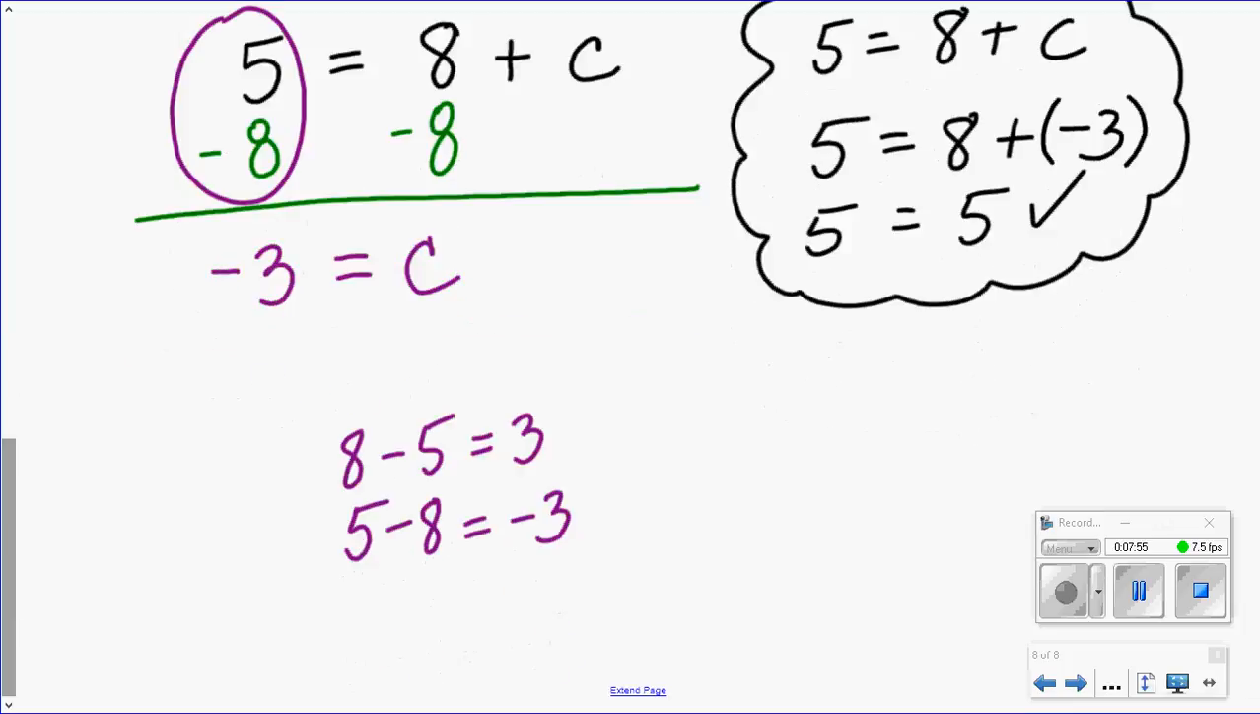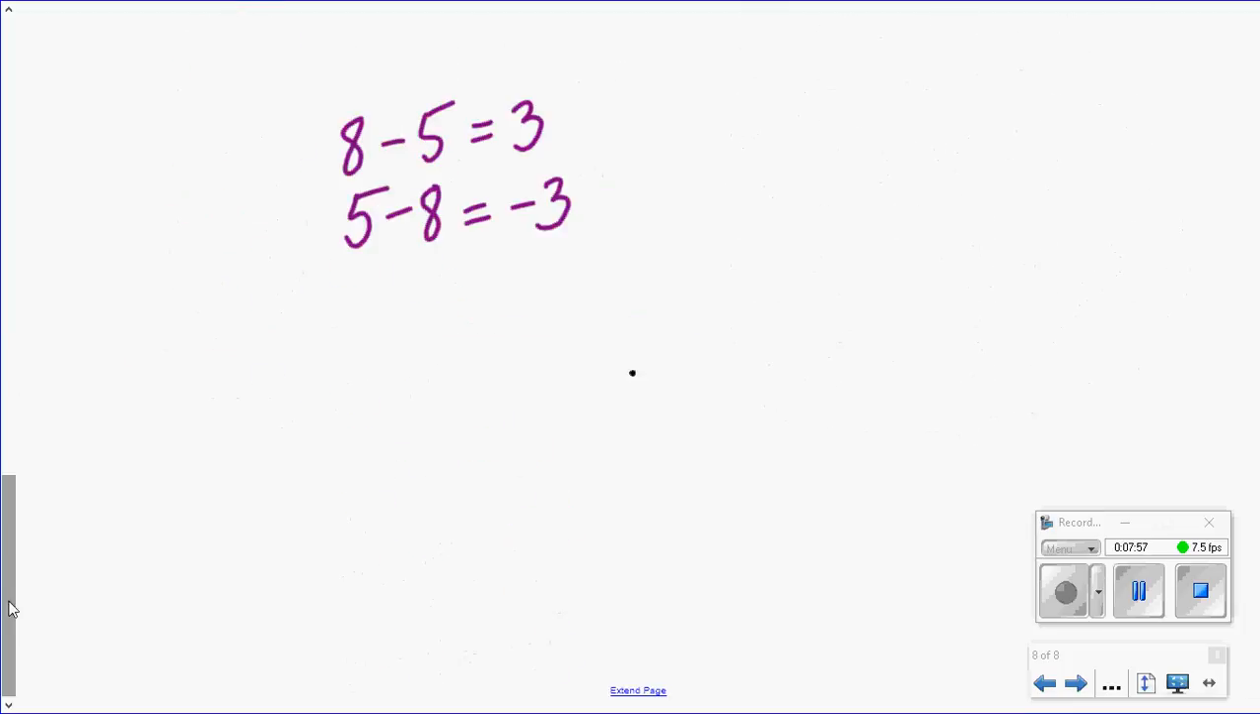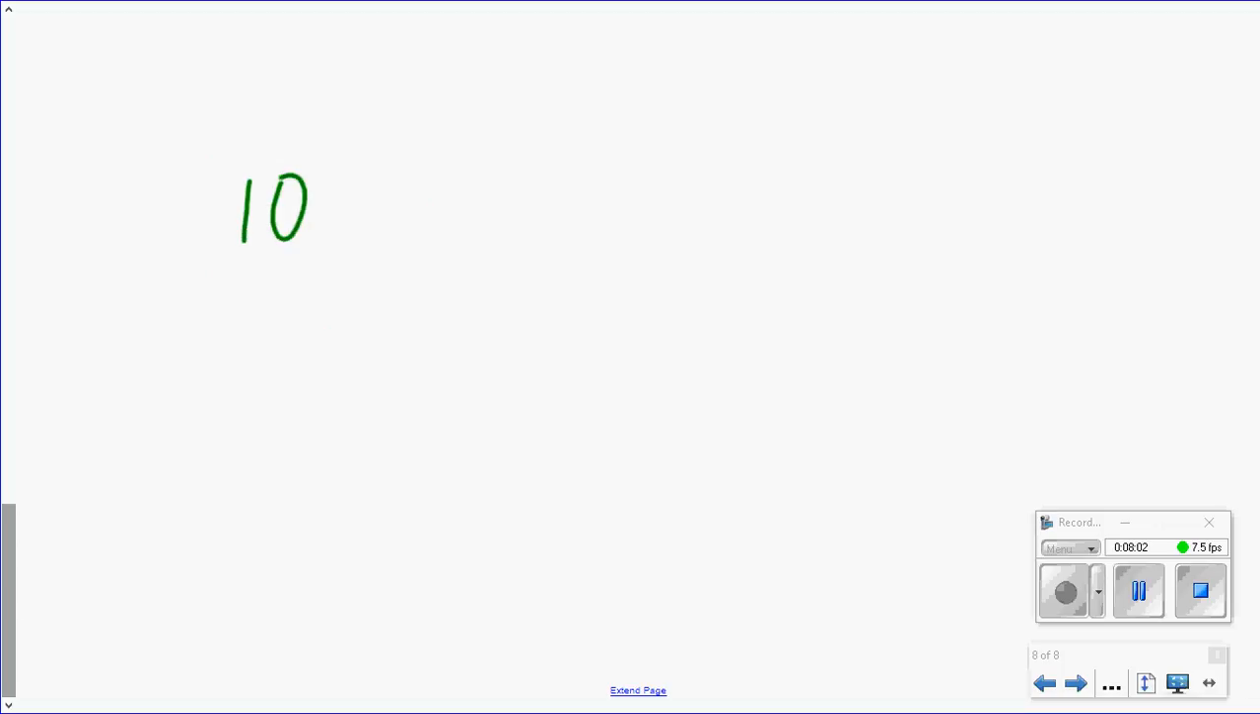Okay, the last problem here. 10 equals x over negative 5. Okay, what do you think we do to both sides? And with equations, you're always doing something to both sides. And for this one, it is going to be multiply by negative 5 on both sides.